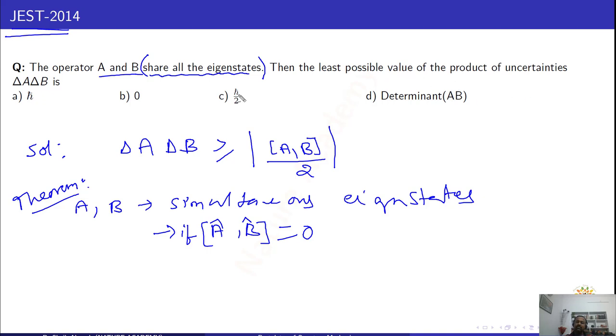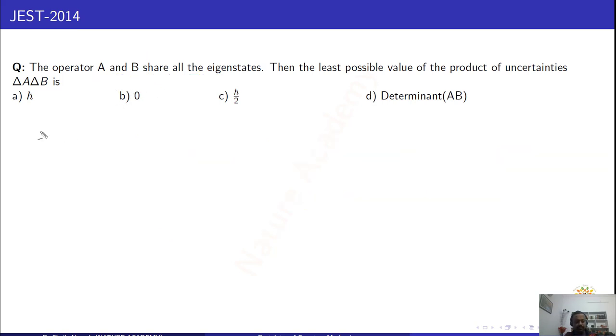Then the least possible value of the product of uncertainties delta A into delta B is, simply substitute A and B here. When the commutator is 0, the right side is 0 by 2, so the product is greater than or equal to 0. What is the least possible value here? The least possible value will be 0. So option B is the right option.